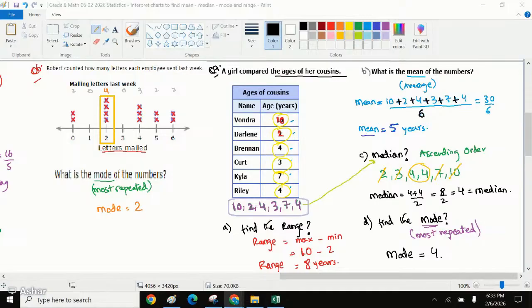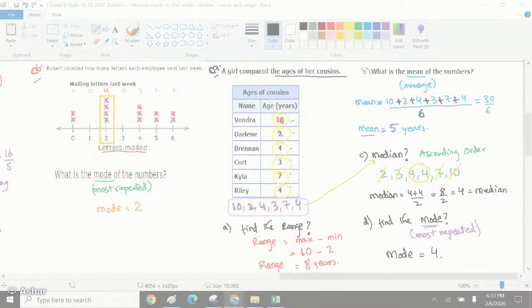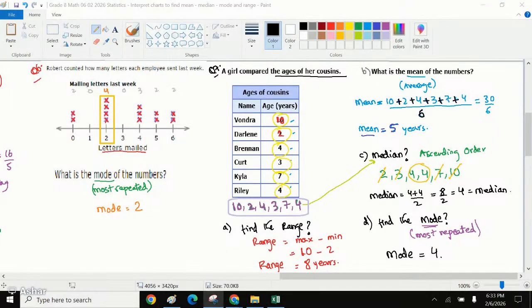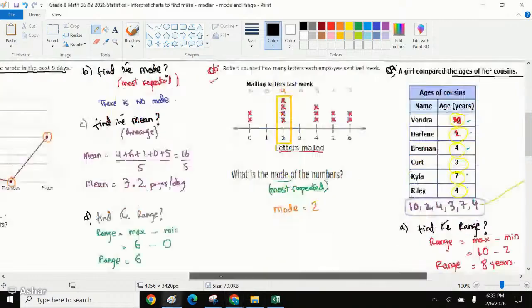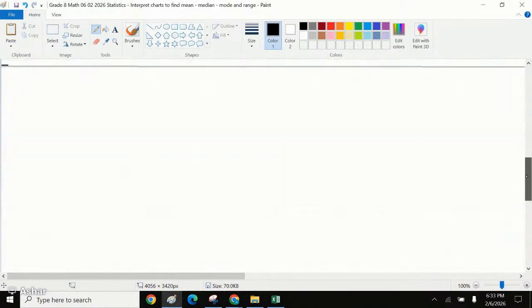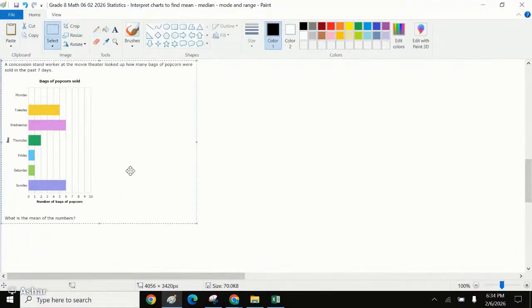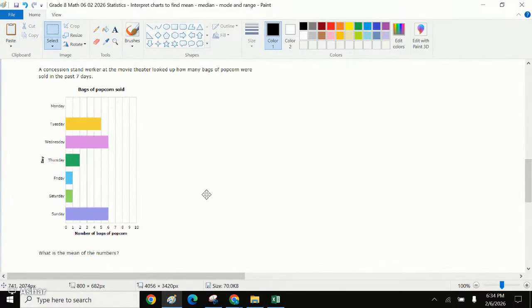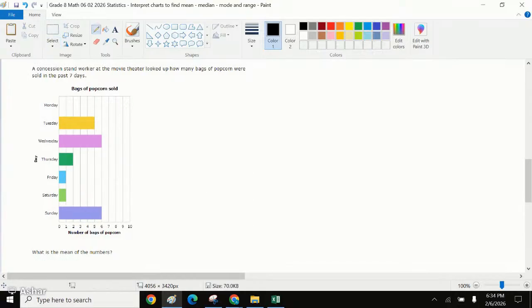Let's try to find a different kind of graph. Okay. Let's say they're telling us, a concession stand worker at the movie theater. Just a minute, please. Let me copy the question. Then we'll try to find the mean, median, and mode, all the values. Okay. Let's say for the next question, question number 8. This is the given question to us. Okay. This would be our question number 8. And what they're asking us, what is the mean? Okay.